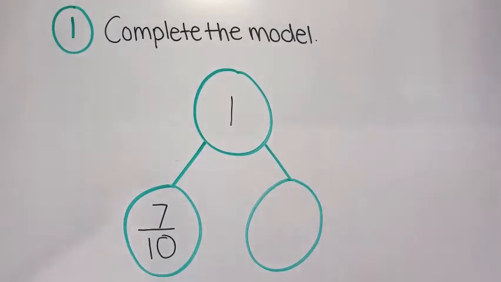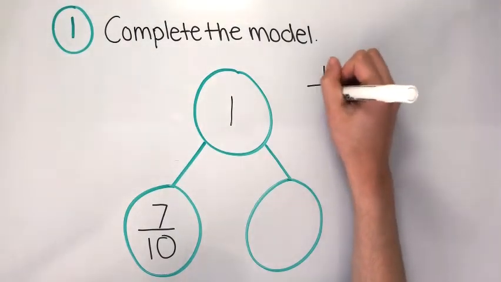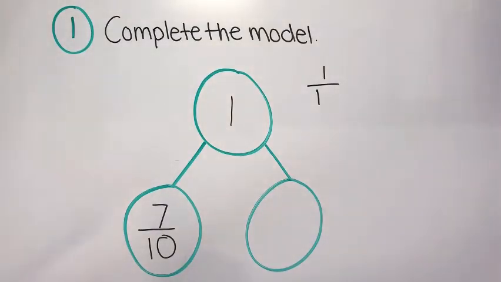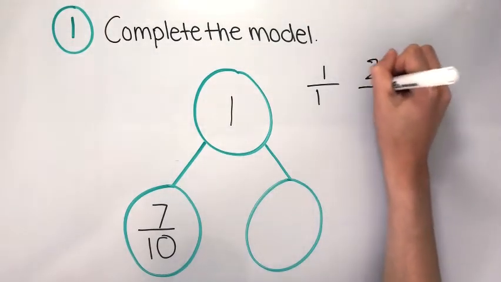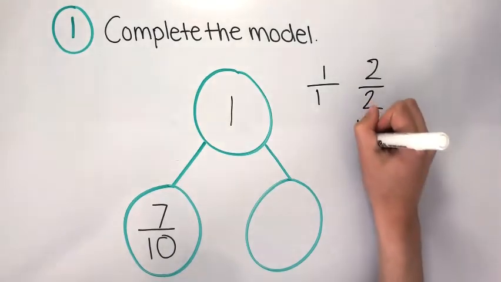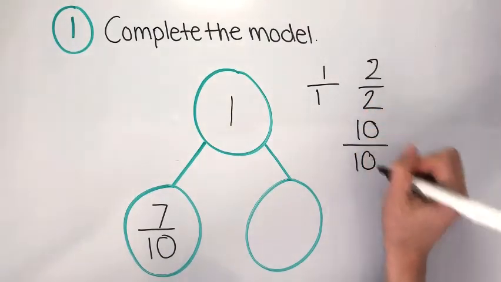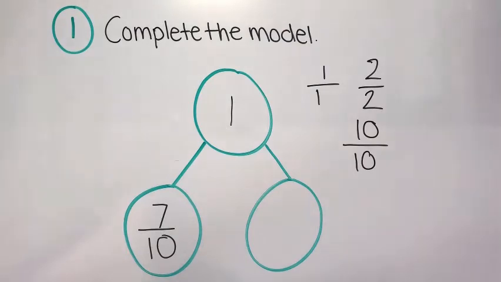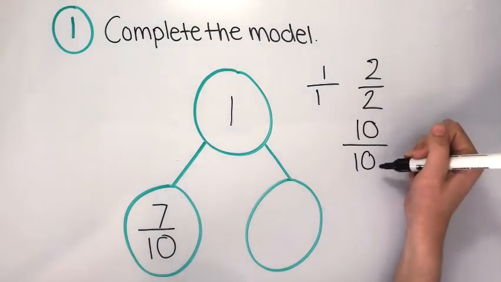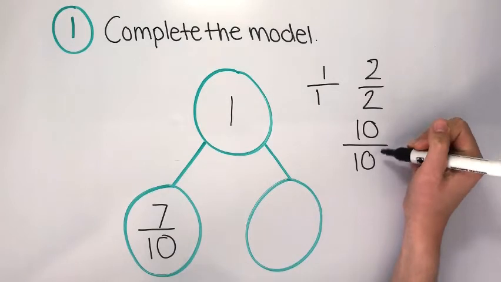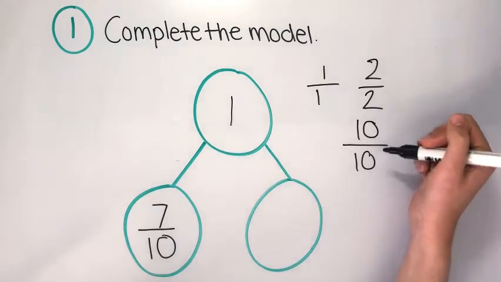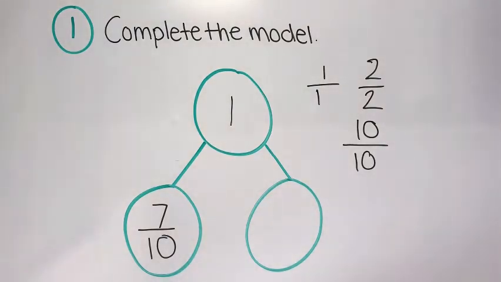Question 1. Complete the model. We have two numbers that are added together to equal 1. We know that we can write 1 as a fraction, 1 over 1, 2 over 2, or 10 over 10. It's basically the same number on the top and the same number on the bottom. So if we use 10 over 10, it will make it a lot easier to answer this question.